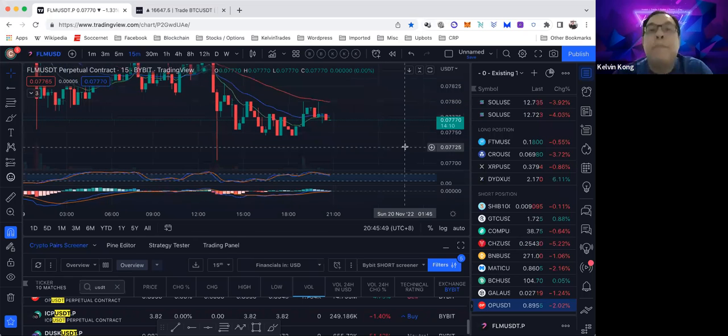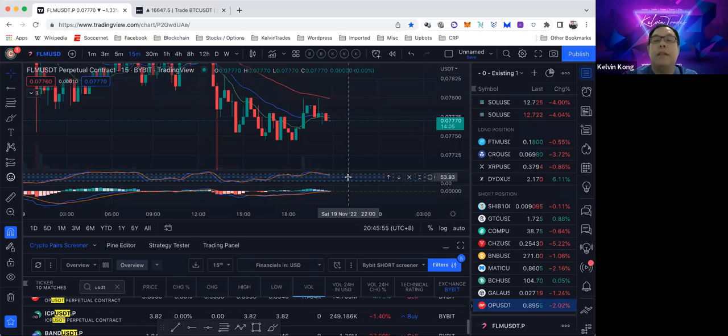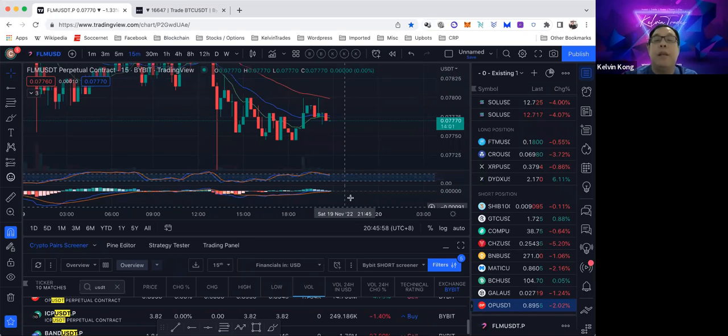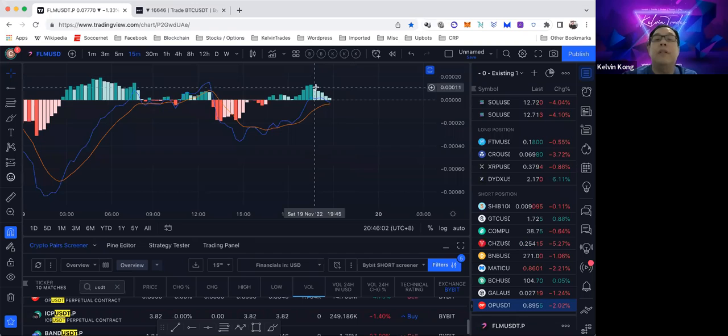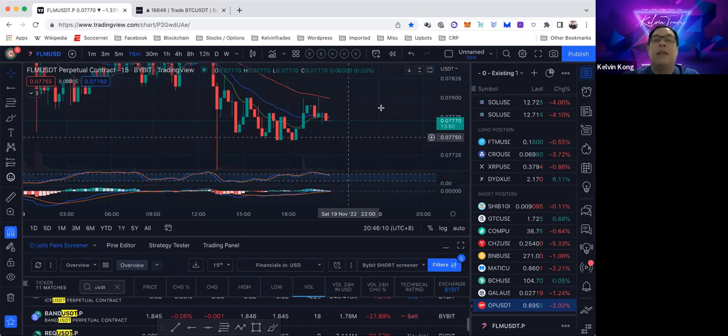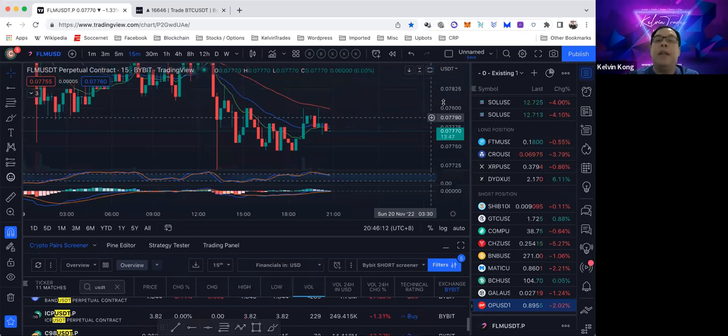Okay, let's go in FLM. FLM can go in, can try already. All right. Stochastic is going down. MACD is pointing downwards. This thing is light green. Hopefully dark red comes out next. Okay, like that. Then we'll make a little bit of money.